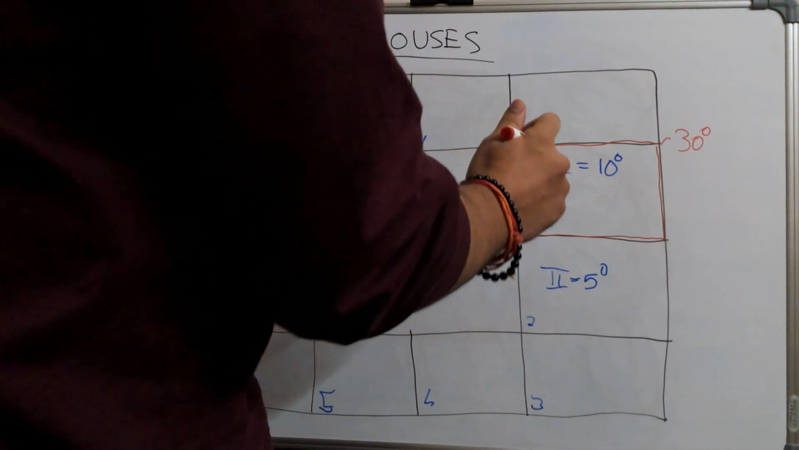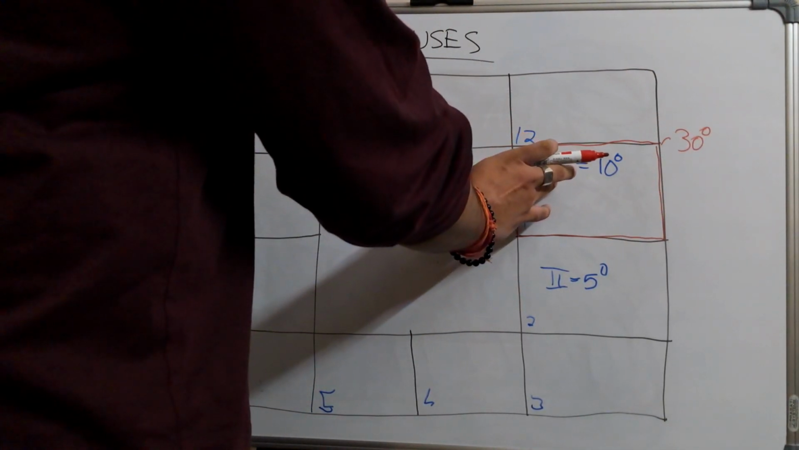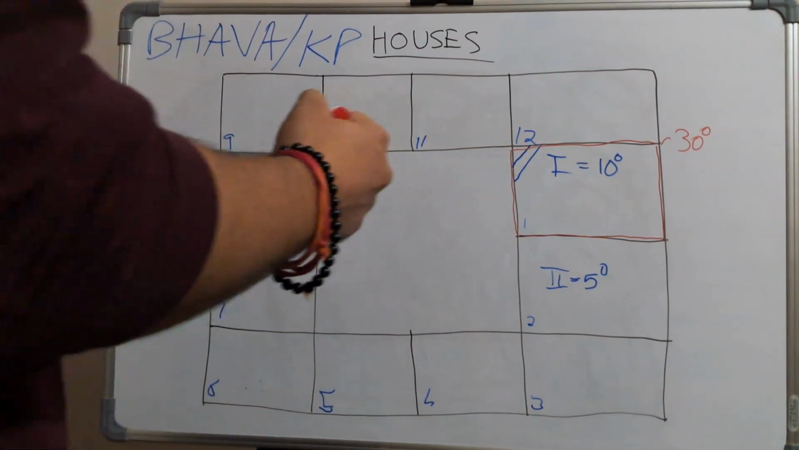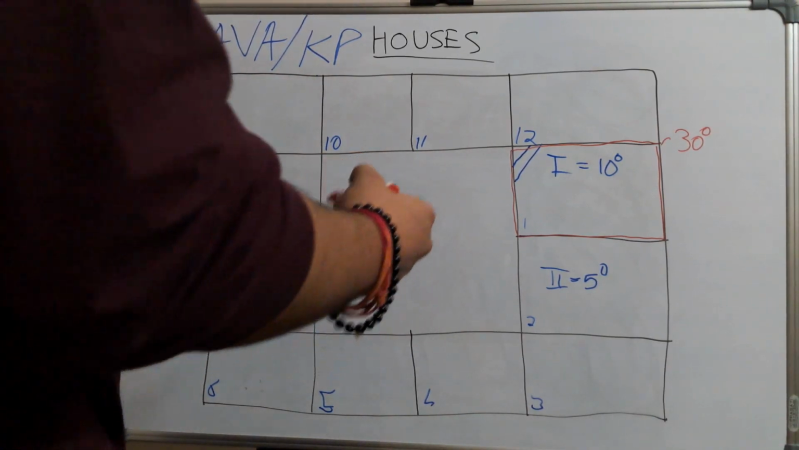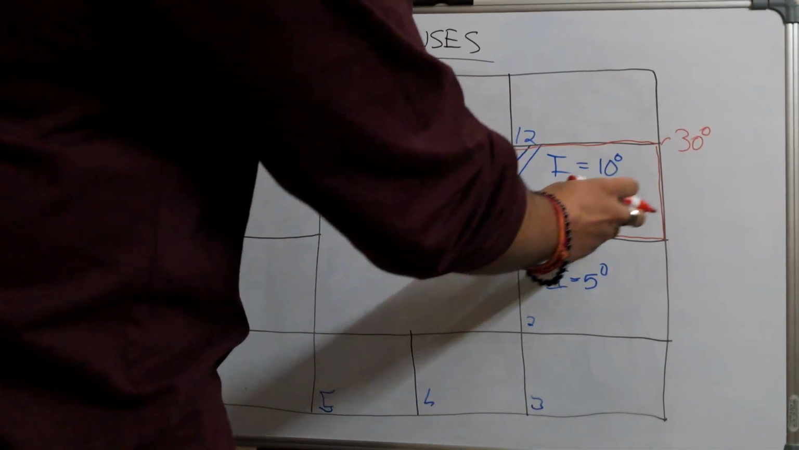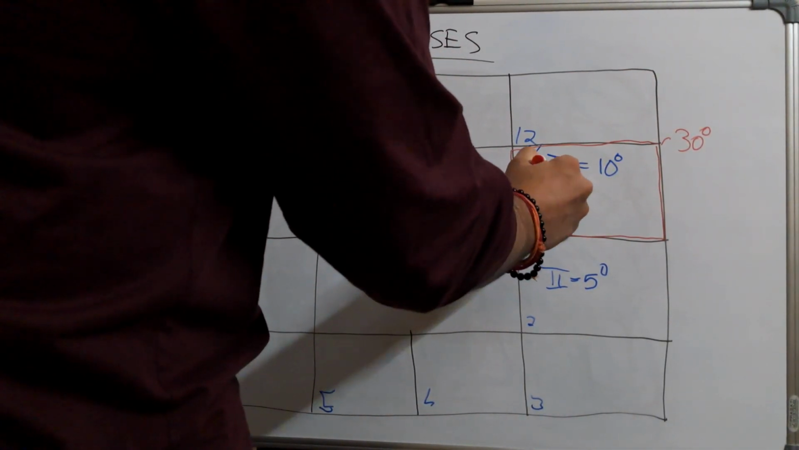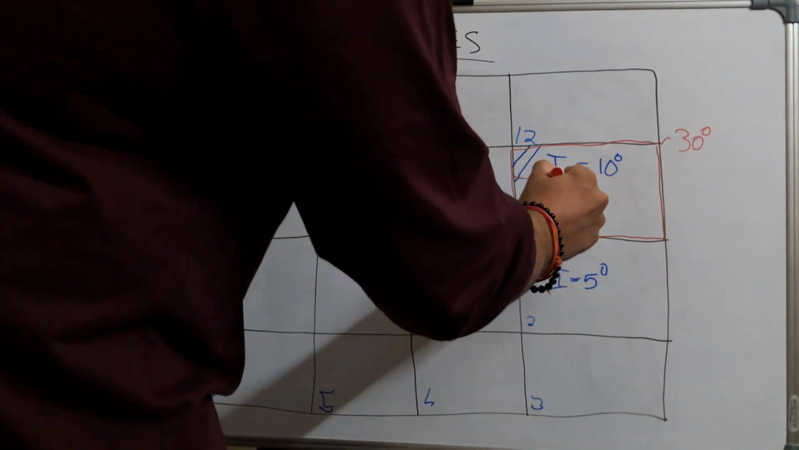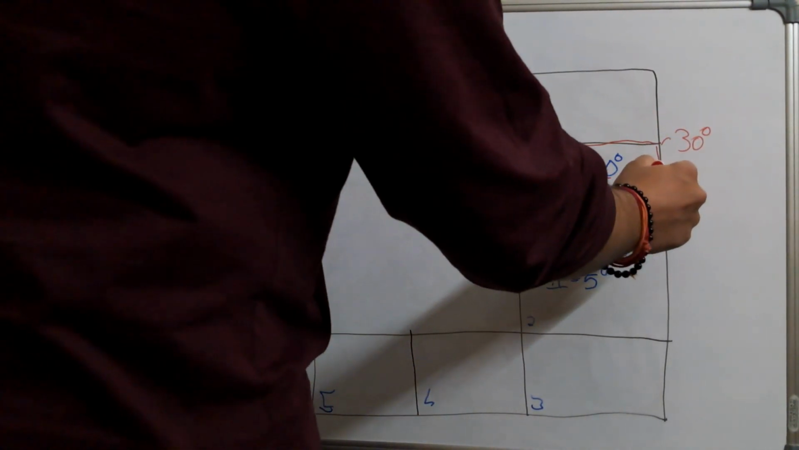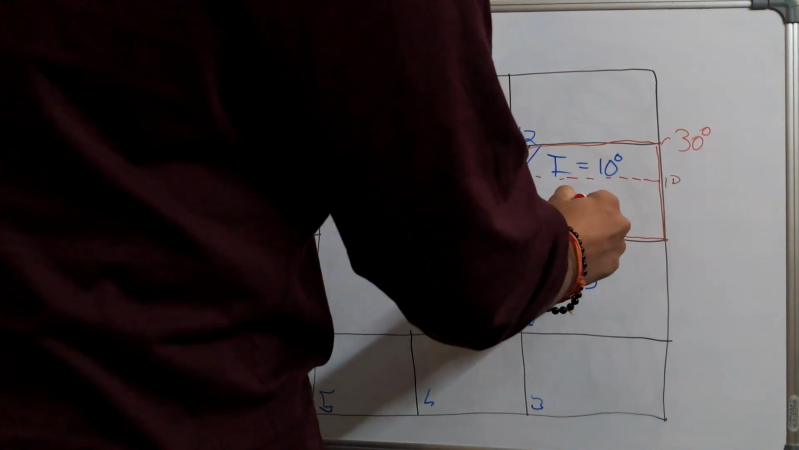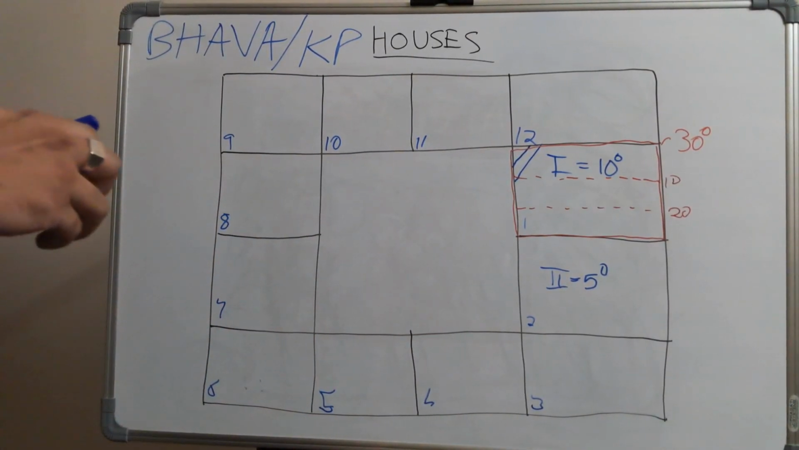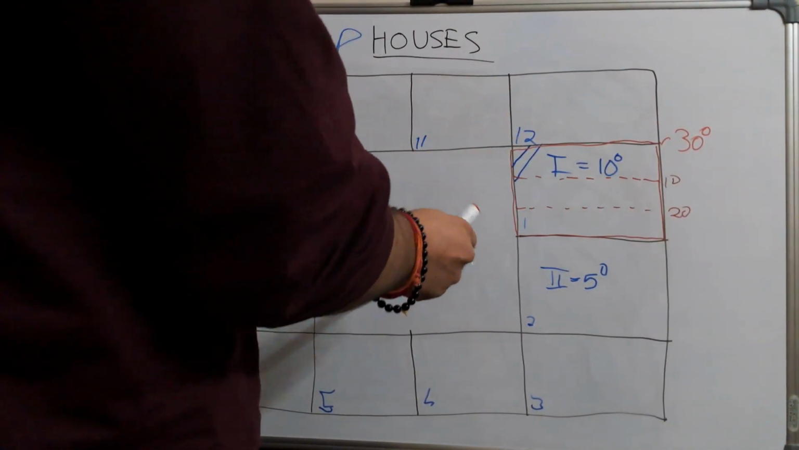First house is starting at 10 degree. Whichever degree has been mentioned next to the house number, that is the degree where that particular house is starting. Okay, so this is 30 degrees, so 1 by 3. So imagine this line is 10 degree and this is 20 degree. Okay, and this entire thing is 30.